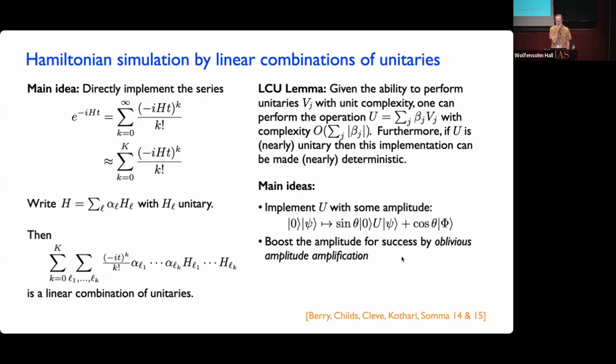The main ideas that go into this involve first implementing U with some amplitude, in the sense that's written here. We're going to have this control register which starts out in the state 0, and then there's an amplitude, written as sine theta, with which that register remains 0, and we apply U to the other register. But then there's some other part of the superposition where we do something else, an orthogonal part of the state which occurs with some other amplitude, cosine theta. So this is in some sense partially implementing U, but what we would like is to pick out just this part of the superposition. We would like to amplify this term.